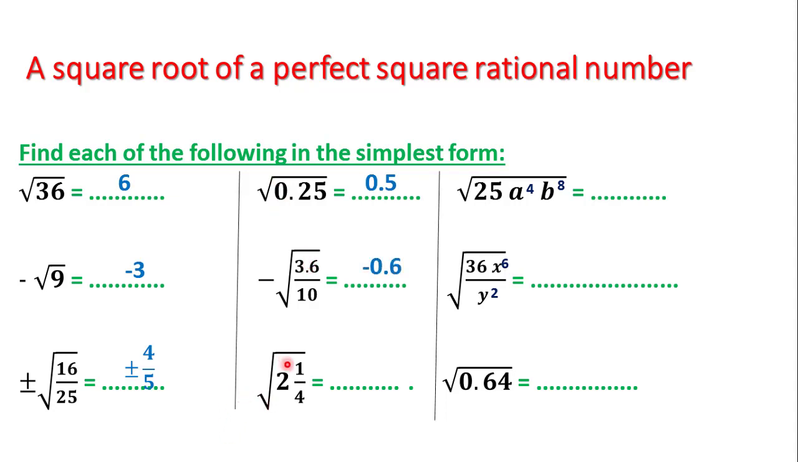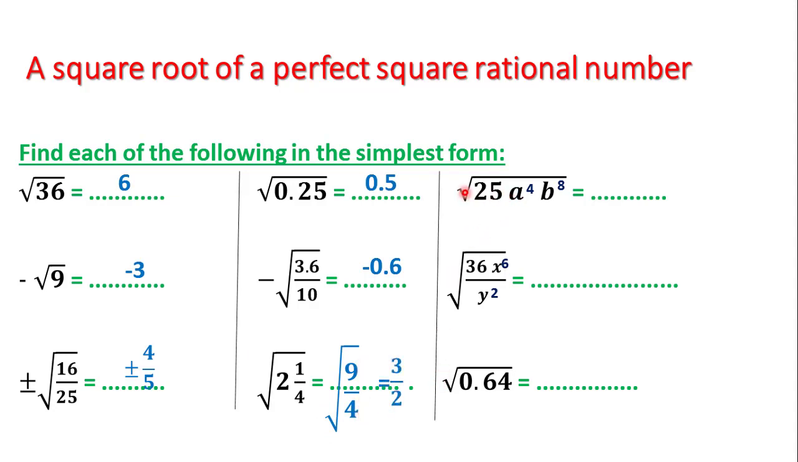Here we have 2 and 1 over 4. This is a mixed number. Before you can take the square root, you change this mixed number into an improper fraction. I'll put 4 as it is, then 2 times 4 is 8, plus 1 is 9. So I have 9 over 4. The square root of 9 over 4 is 3 over 2.